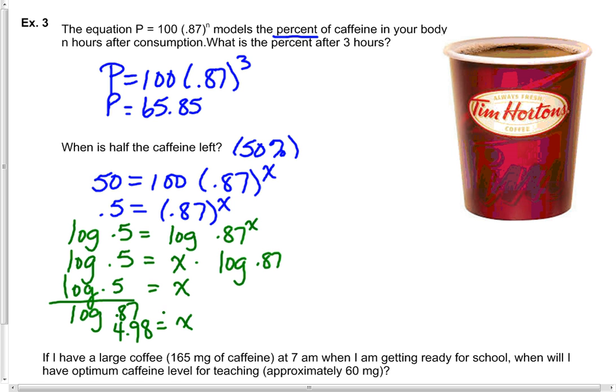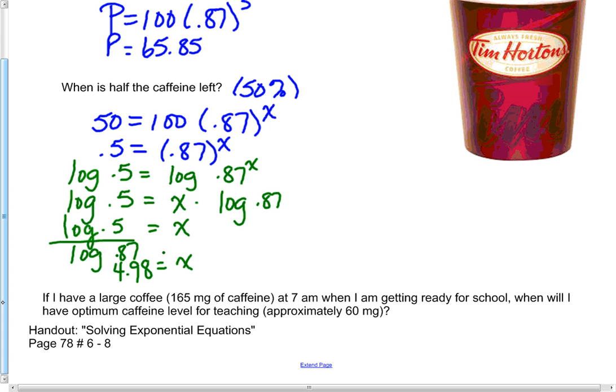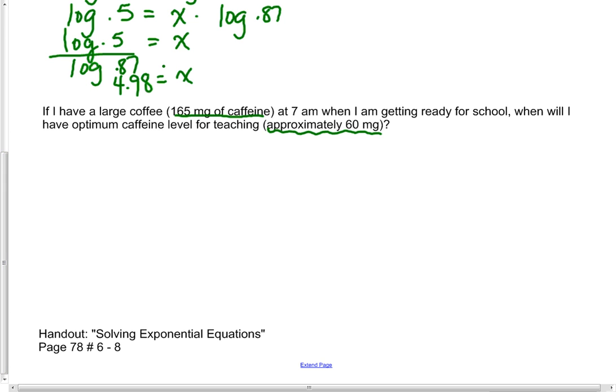If I have a large coffee, which is 165 milligrams of caffeine, I looked it up, at 7 a.m. when I'm getting ready for school, when will I have optimum caffeine level for teaching? I made that number up though, approximately 60 milligrams. So my equation was, how much caffeine do I have? Start with 100.